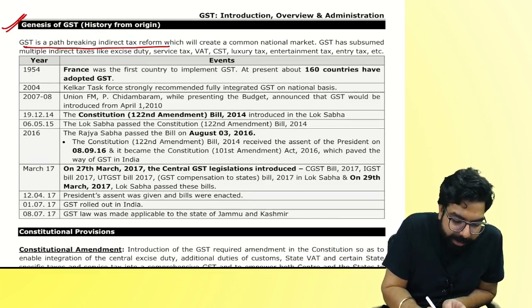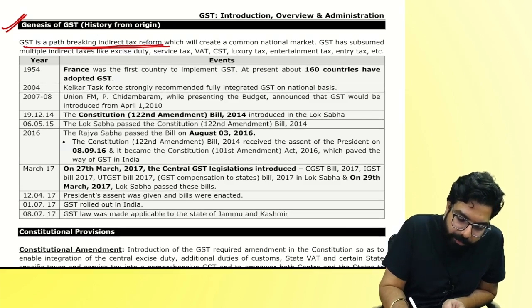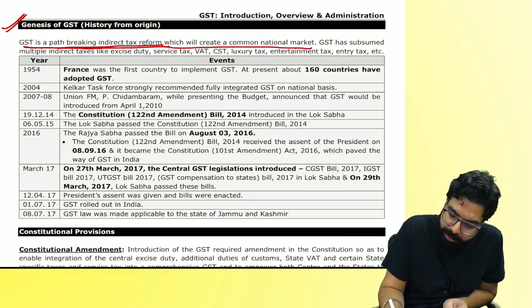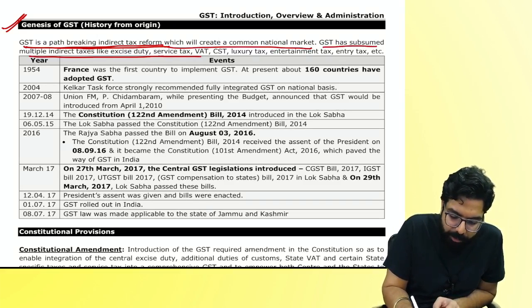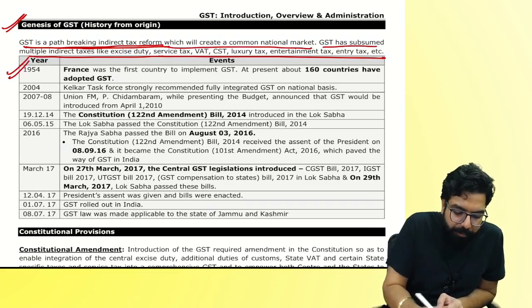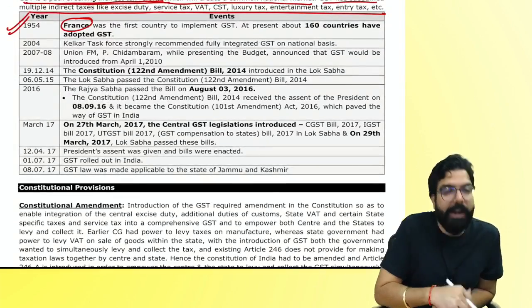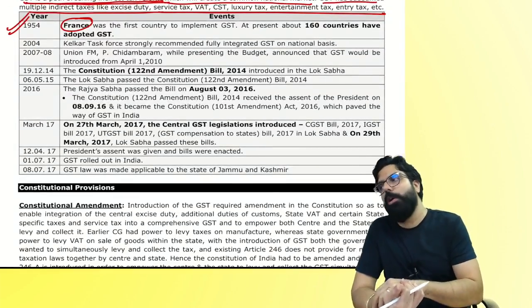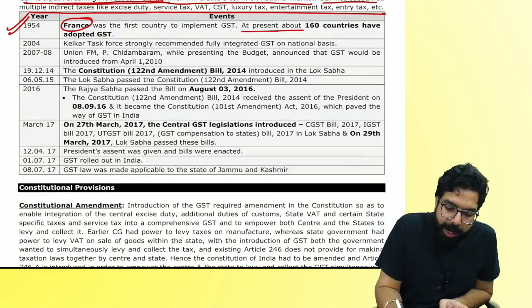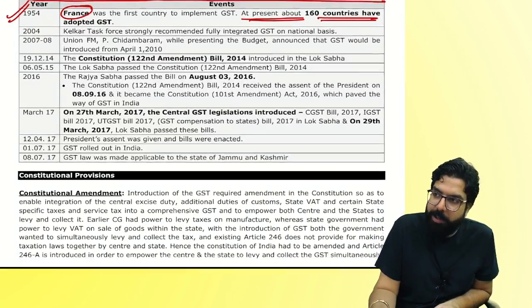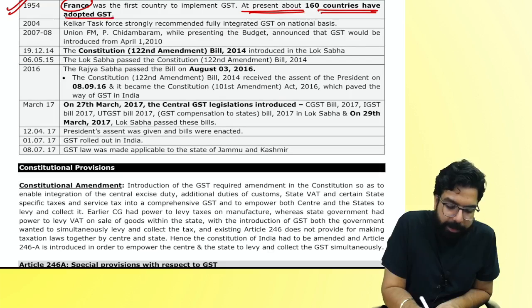Next, GST is a path breaking indirect tax reform which will create a unified common national market. GST has subsumed multiple taxes. Okay, sir. Now, which was the first country to adopt GST? France. In 1954, France was the first country to adopt GST. At present, how many countries have adopted GST? 160 countries have adopted GST.